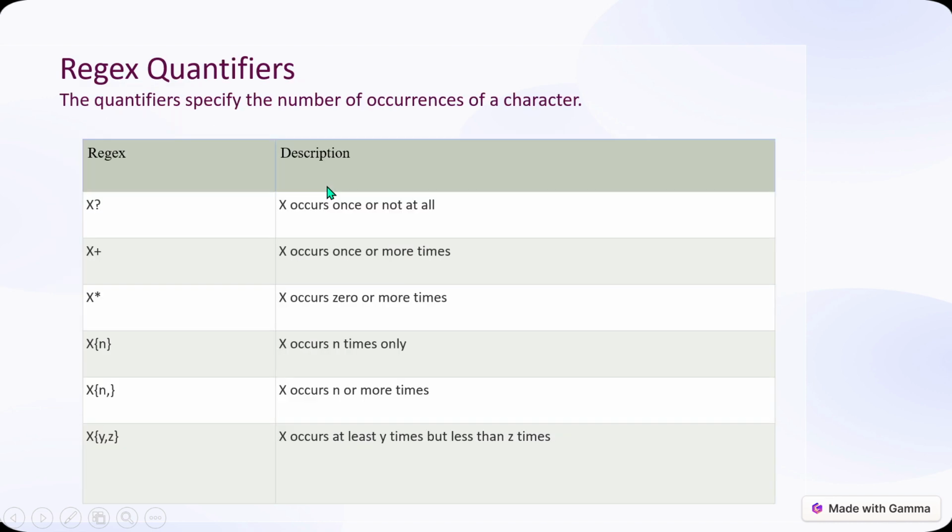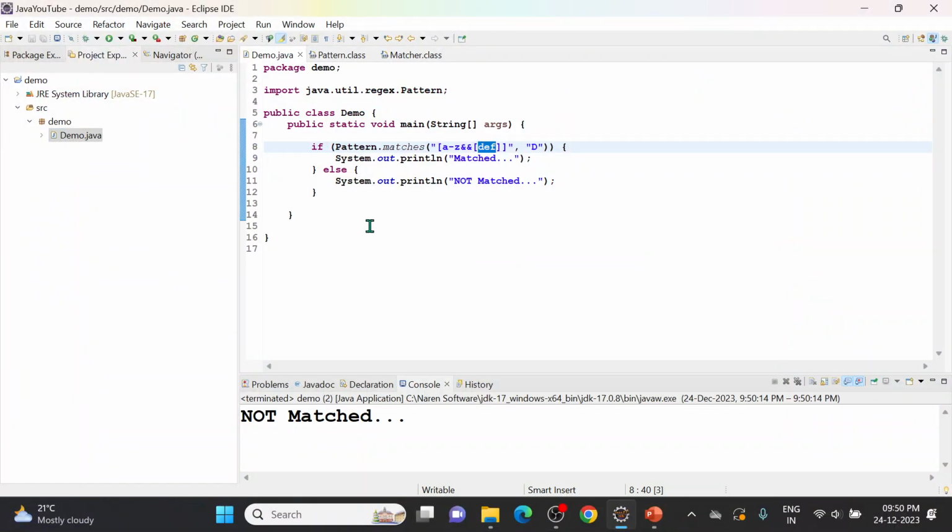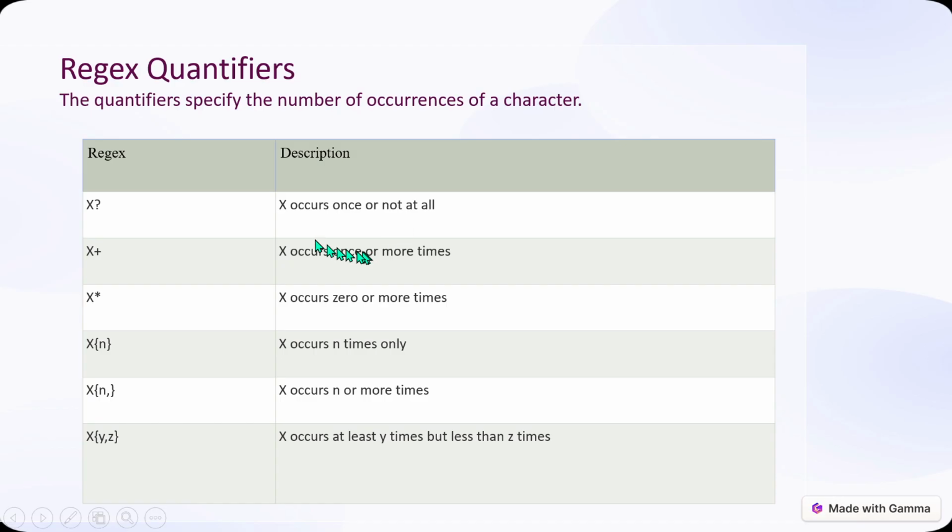Then regex quantifiers. Quantifier plus I already explained. Plus means a single character or multiple characters. The question mark is the default one. If you don't give anything, it is the default. If I give D, question mark means a single character or nothing. X occurs once or not at all. It is the default kind of thing.